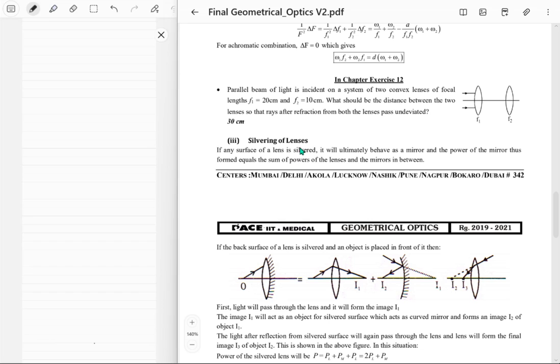Then you got third, silvering of lenses. So yeah, I made a whole formula for that. But honestly, I don't think that formula is so useful because in the end, you just need to know what mu is. If they actually gave us the focal length first and then told us to silver one of the surfaces, then yeah, your formula might be useful, right? So once again, what is that formula?